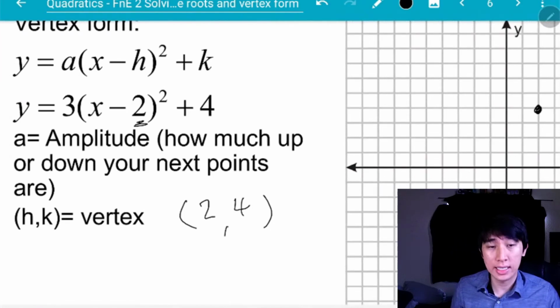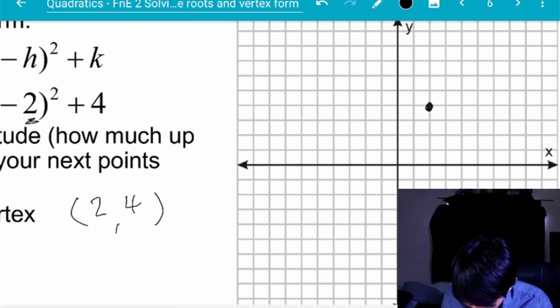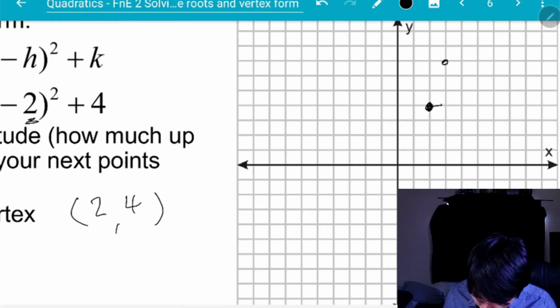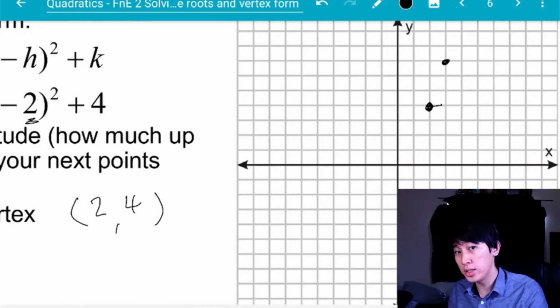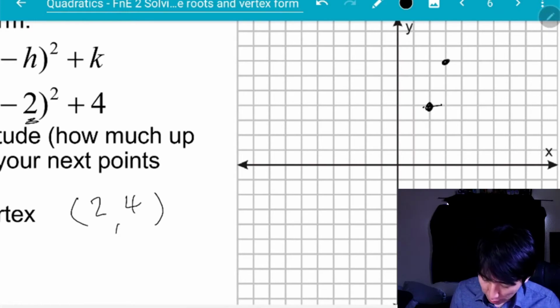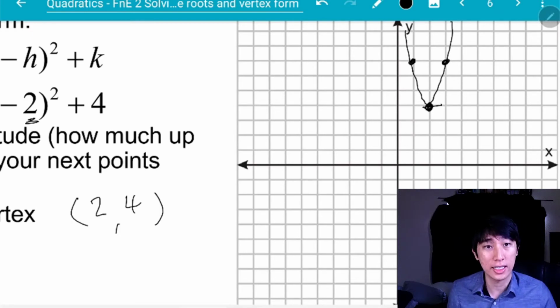Next, you're using your amplitude. And what I said is this tells you how much up or down you move when you move to the right or to the left. This is saying we're moving 3 up if I move to the right. So if I move to the right 1 point, I move 3 up. Please be careful. This is not a slope. I'll explain why a little bit later, but this is not a slope. It's saying when you move 1 to the right, how much do you go up or down? And when you move 1 to the left, how much do you move up or down? So 3. And that's how we get our skinny little parabola like this.